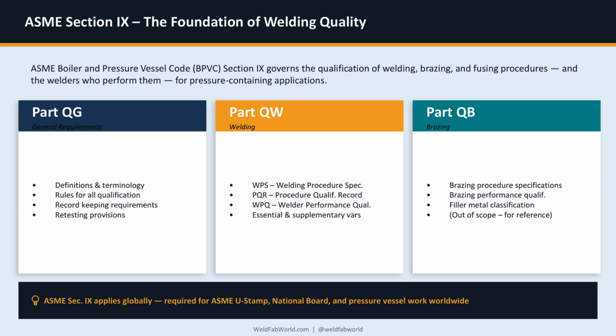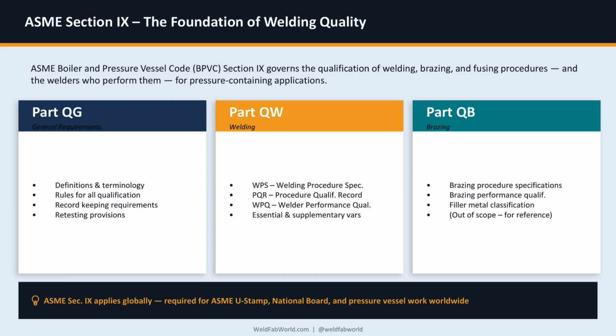Let's go. ASME Section IX is part of the ASME Boiler and Pressure Vessel Code, the BPVC. And its job is to govern the qualification of welding procedures and the performance of welders. In plain English, it answers two questions. 1. Does this welding process produce acceptable welds? That's procedure qualification. 2. Can this welder produce acceptable welds? That's performance qualification.